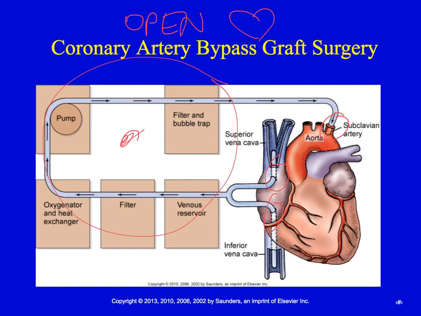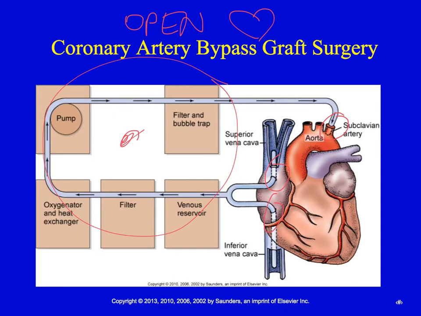So they open up the chest. They have to do a midsternal incision. They have to cut open the sternum with a saw, get to the heart, and then they will take a vessel from somewhere else in the body. They typically take a vessel from your lower leg, which is called a saphenous vein, or they'll take a vessel from inside the chest, which is your internal mammary.